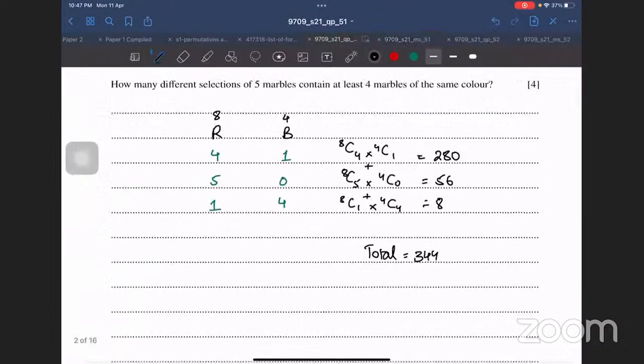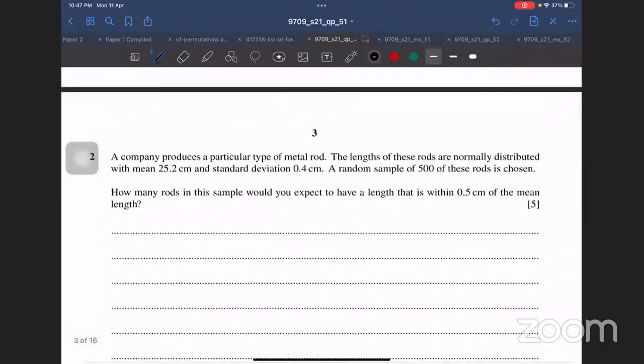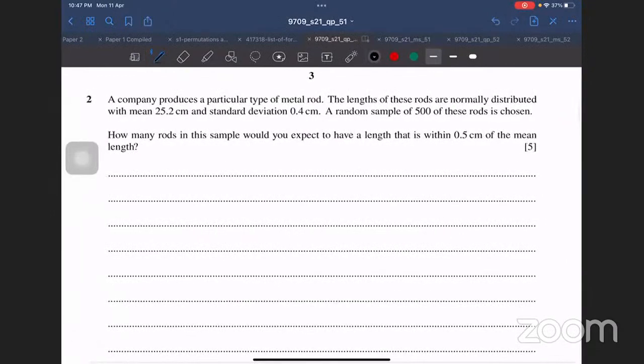Okay, that's the first question. The second question says a company produces a particular type of metal rod. The lengths of the rods are normally distributed, so this is a question on normal distribution with mean 25.2 and standard deviation 0.4. A random sample of 500 rods is chosen. How many rods in this sample would you expect to have a length that is within 0.5 centimeters of the mean?